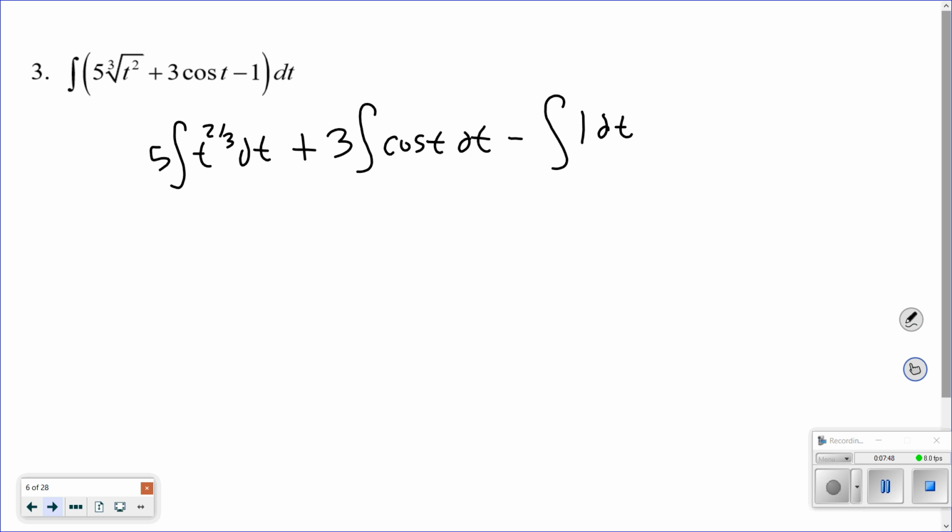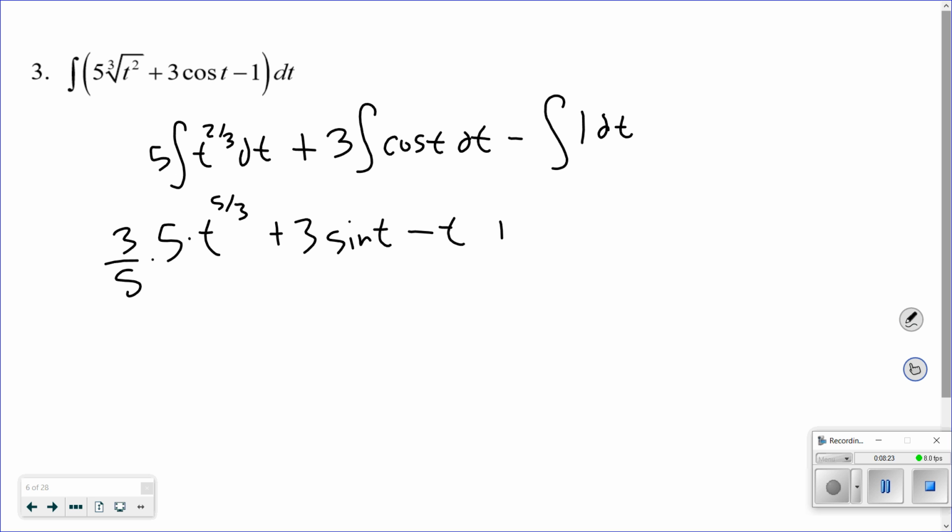So we're going to start with that first one. It's going to be 5 times t to the 2/3. I'm going to add 1 to the power, so that'd be t to the 5/3. Then I have to divide by 5/3, and dividing by 5/3 is the same as multiplying by 3/5. So you get 3/5 times 5 times t to the 5/3. Okay, plus 3 times the integral of the cosine, that's just the sine of t. Minus, and integrate 1. And don't forget my plus c.